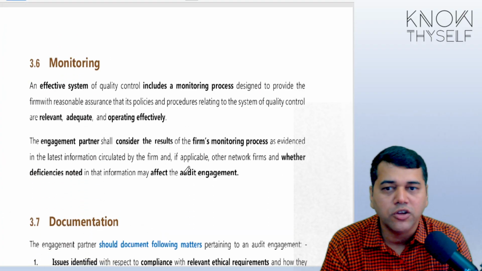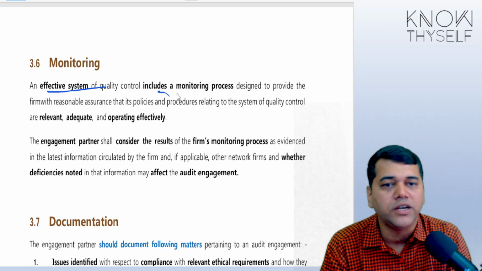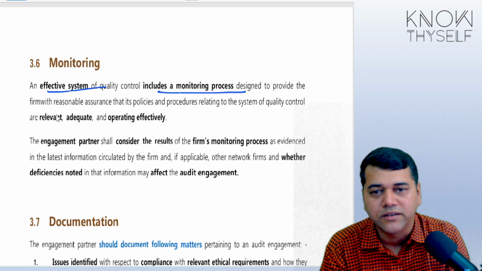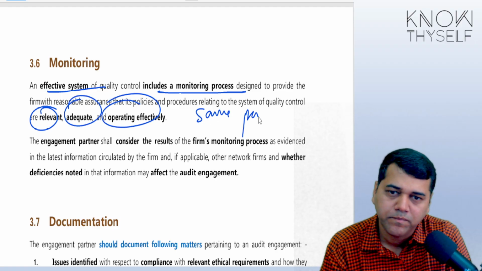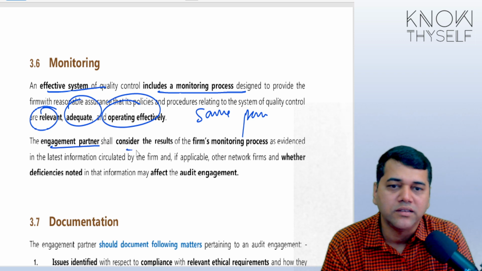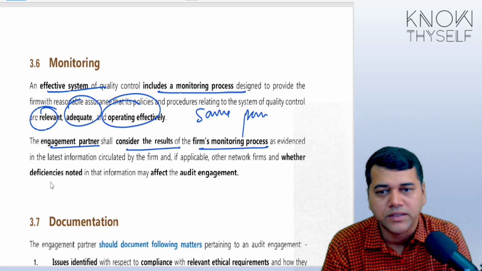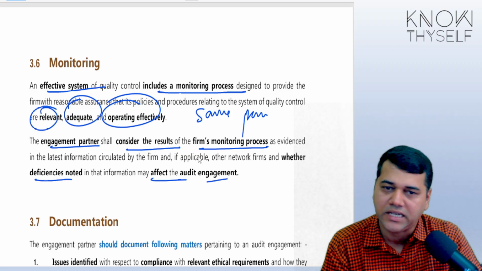Okay, the next one is your monitoring. The effective system of quality control includes your monitoring, whether it is relevant, adequate, operating effectively. Same points. The engagement partner shall consider the results of the monitoring process, whether deficiencies are noted, and take actions.